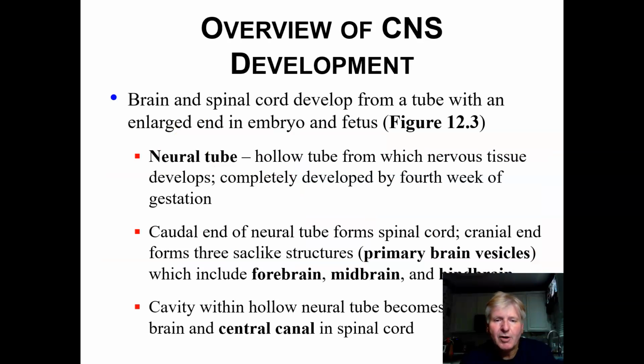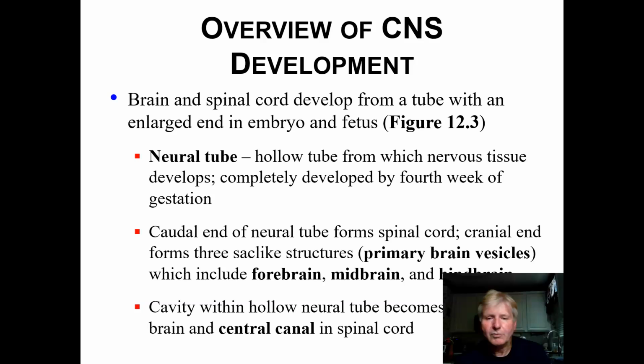Let's look at the embryonic development of the central nervous system. Both the brain and spinal cord develop from the neural tube in the embryo of the fetus. It's a hollow tube from which most of the nervous tissue will develop. It's completely developed by the 4th week of gestation.